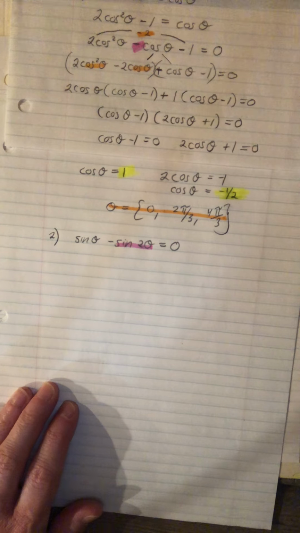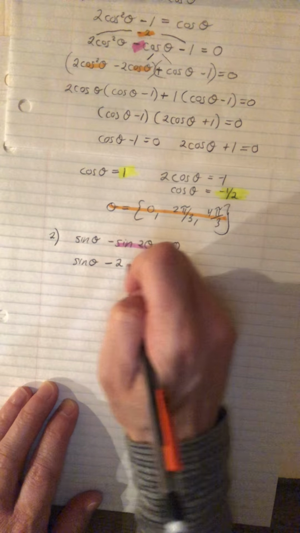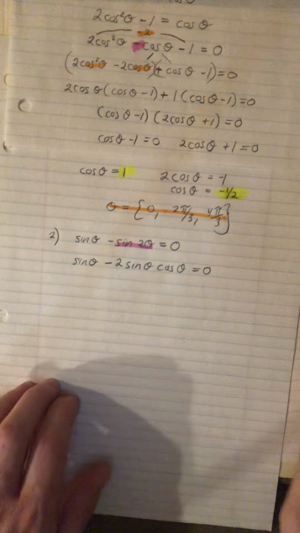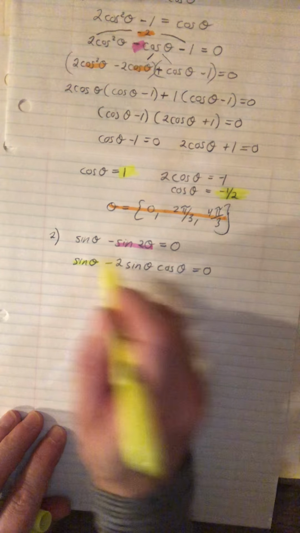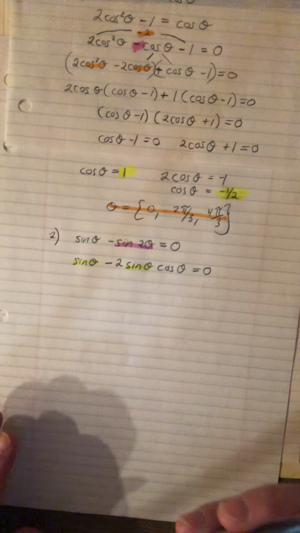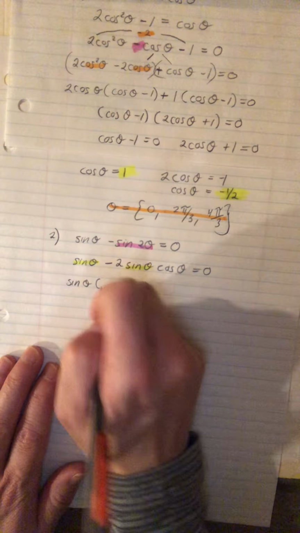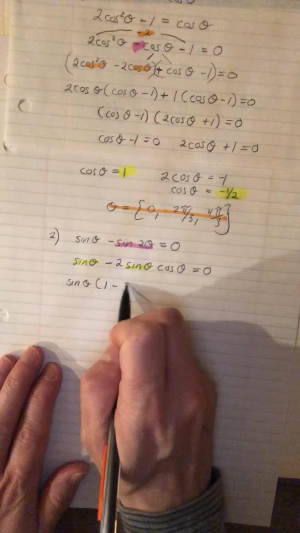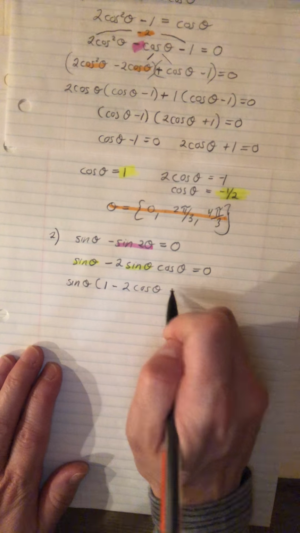If I input that in, I'm going to get sine theta minus 2 sine theta cosine theta. But this still helps me, because now I have a binomial of 2 terms, and each term has a common sine theta. So I can factor that sine theta out. I'm getting sine theta times, 1 is a factor of everything, so I'm left with 1 minus 2 cosine theta, equivalent to 0.